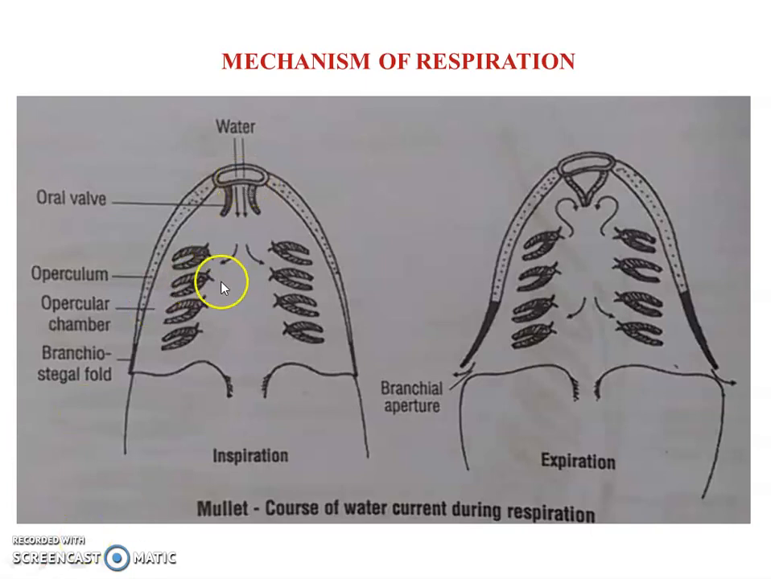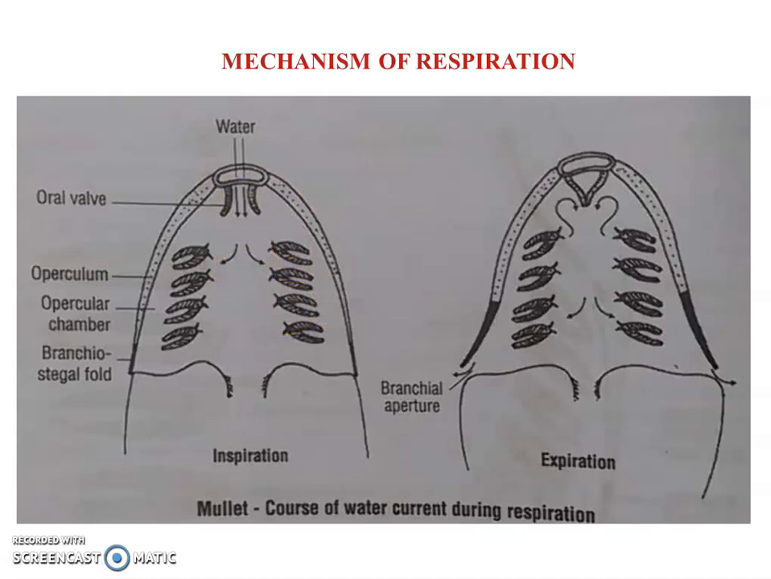So this is the pharyngeal chamber, and the water moves through the mouth into the buccal cavity, from there to the pharyngeal chamber, and the water entry into the pharyngeal chamber is controlled by the oral valve. Okay, and the respiratory movements are carried out by the pharynx and associated structures.